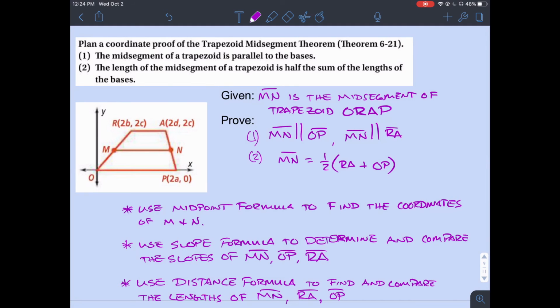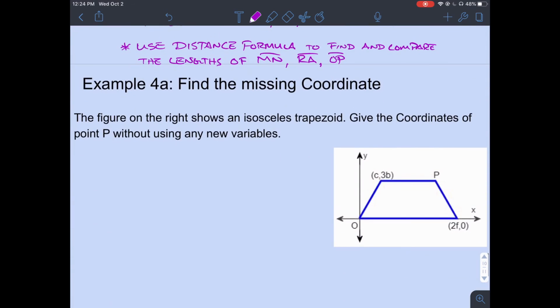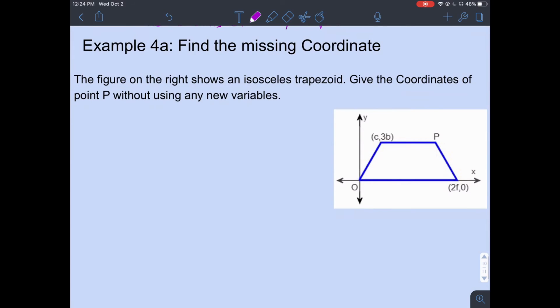So now, I want you to find room on your paper, so you probably have to go to the back page of lesson 6.9. And I want you to find the missing coordinates. So we have part A and part B here. The figure at the right shows an isosceles trapezoid. Give the coordinates of P without using any new variables. You'll have a few problems like this on your homework.